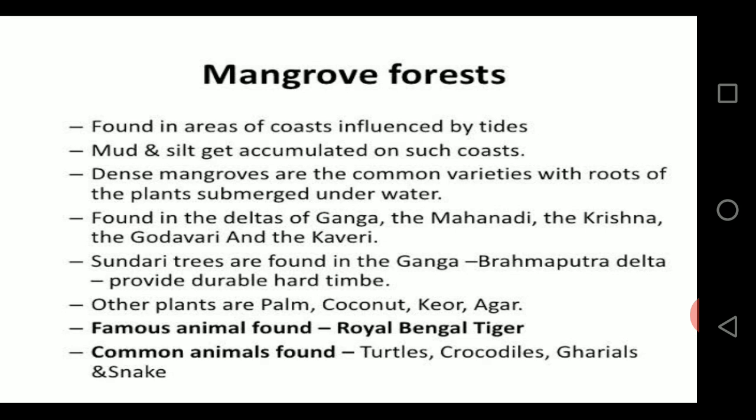Royal Bengal tiger is the main animal found in these particular forests. And the other common animals are turtles, crocodiles, gharials, they are the alligators, and snakes. In India, most of these type of forests, the big, very huge ones, are in the Sundarbans. Sundarbans are in West Bengal.